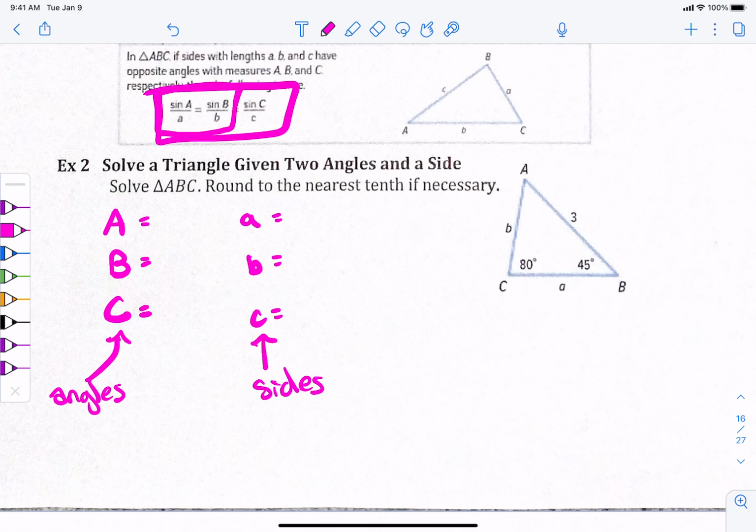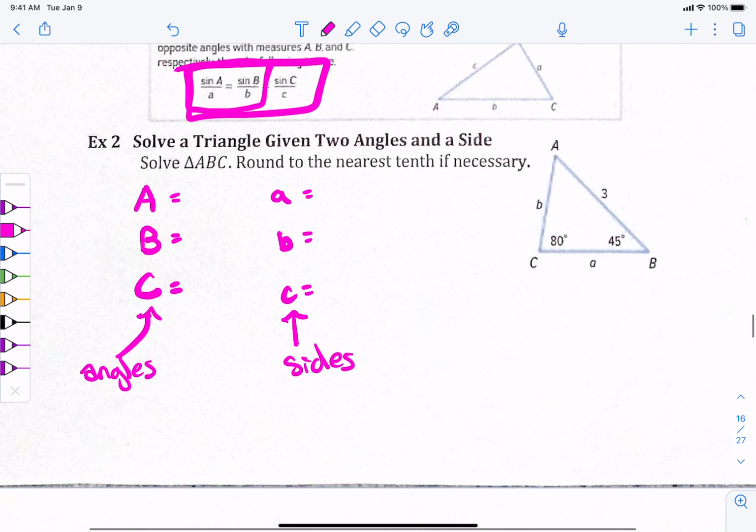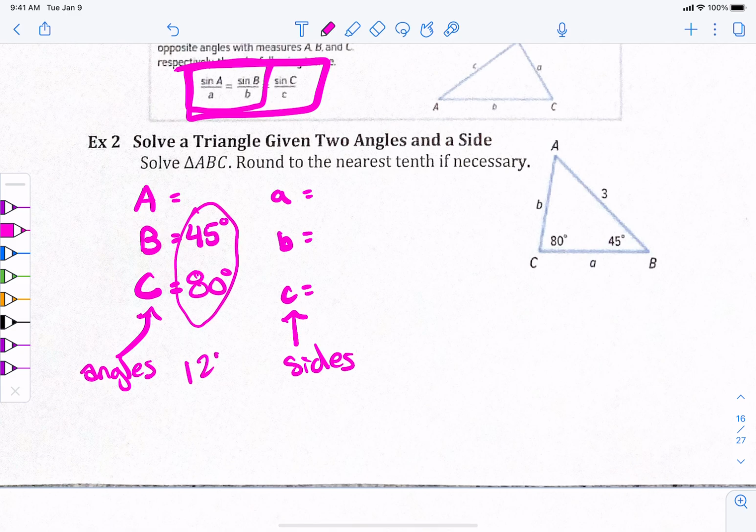So we know some things already. What angles do we know? Well, C and B. C is 80. B is 45. Guess what? We can find A real easy. You just do math. These two are 125. Subtract from 180.